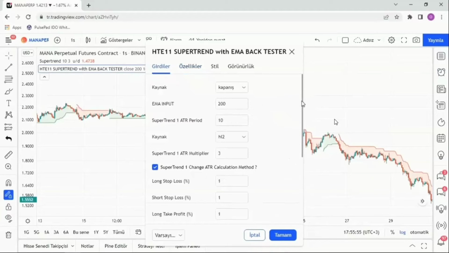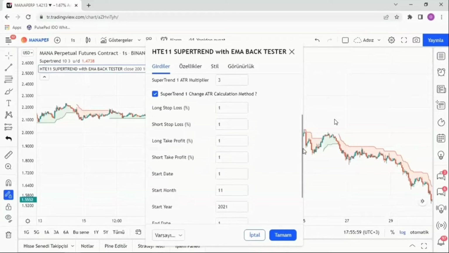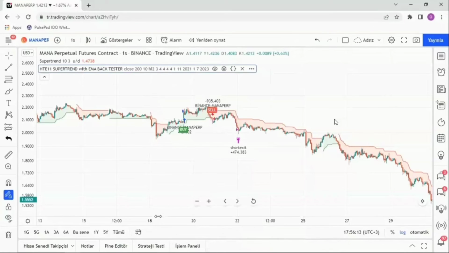Let's change the contracts to USD again. We will use the same risk and reward ratio just like the previous one. Let's change it to 4. And take profit will be 4. Now let's check the results.